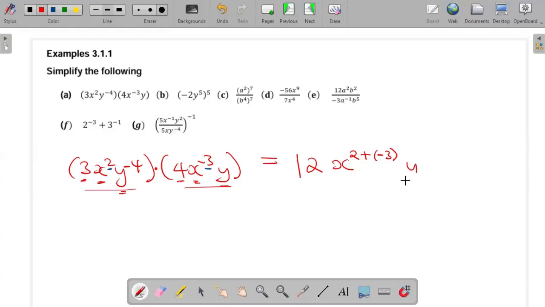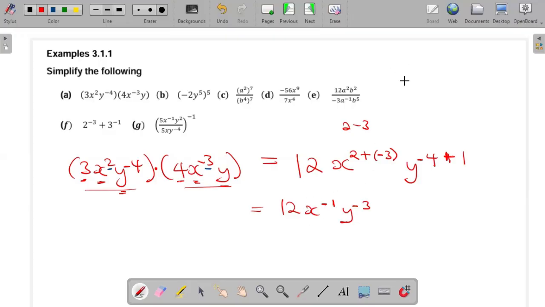Then you have y, with negative 4, and you're adding plus what? If they don't indicate anything, y is just raised to the power of 1. So that will be plus 1. This gives me 12, then x to the power 2 minus 3, which is negative 1. Then y: negative 4 plus 1 will give you negative 3. So this is what you have.